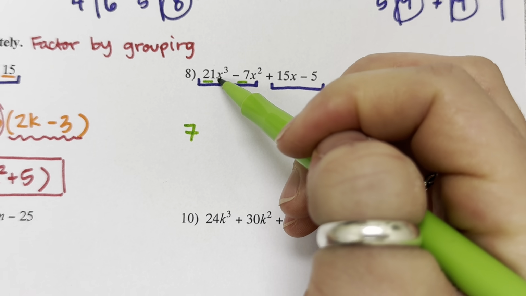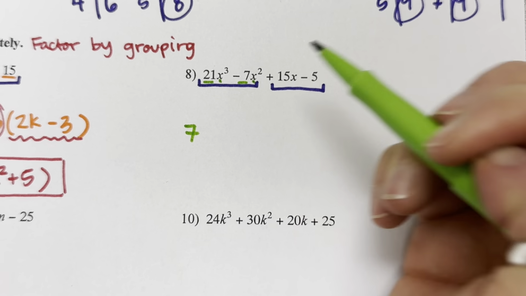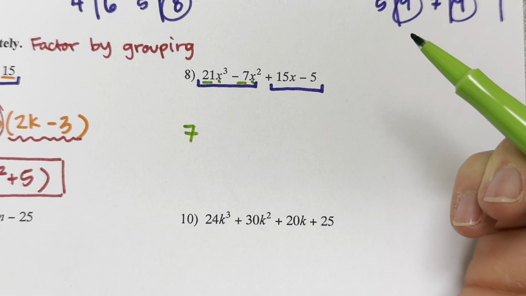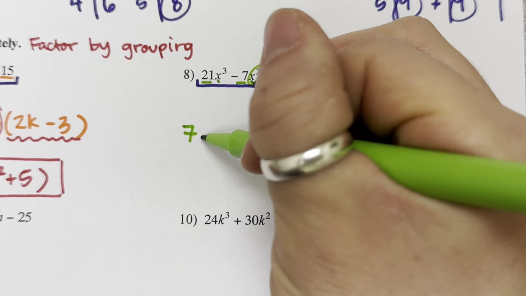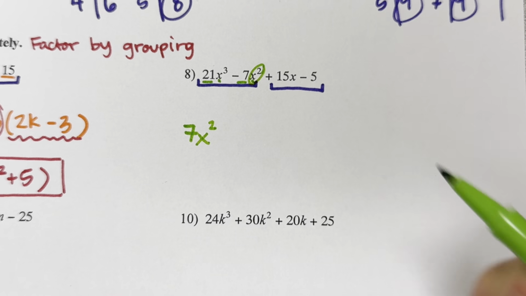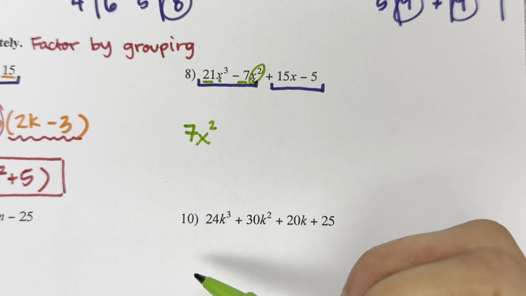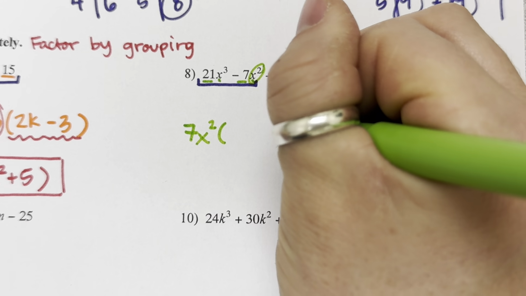Now look at your variables. I have 3 x's here, 2 x's there. Take the smaller amount, which would be 2. So for my first 2 terms, I can factor out 7x squared. Let's figure out what's left inside.